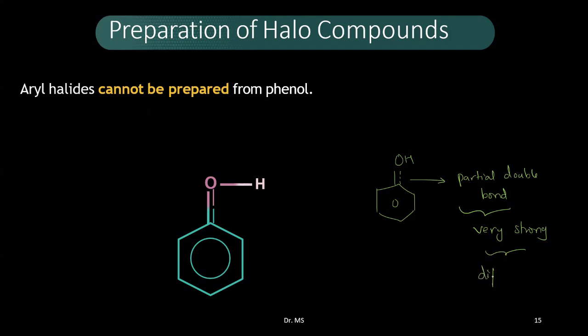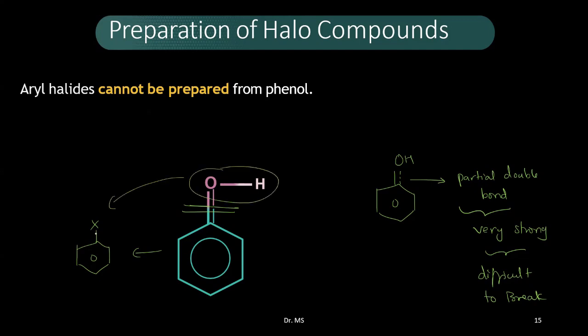So it is difficult to break, and as it is difficult to break, you cannot create an aryl halide here. In order to create the aryl halide, first you need to break this bond. Once you break this bond, then it will turn out to be X, the aryl halide. But this reaction is not possible because the bond present here has a partial double bond that is very strong and very difficult to break. So you cannot derive the aryl halide using phenol. Remember that one thing.